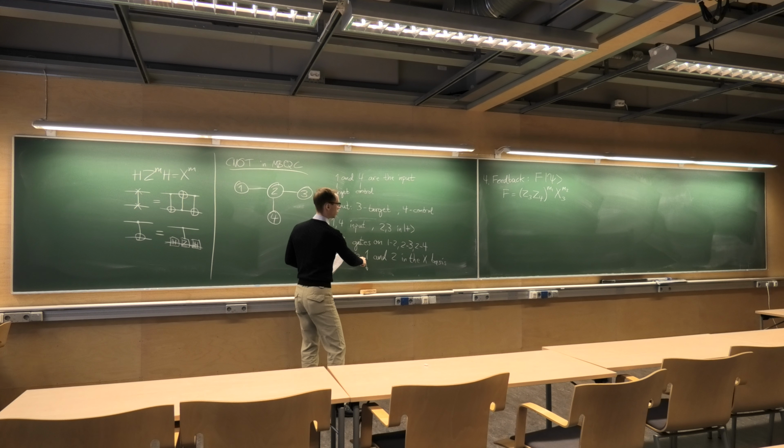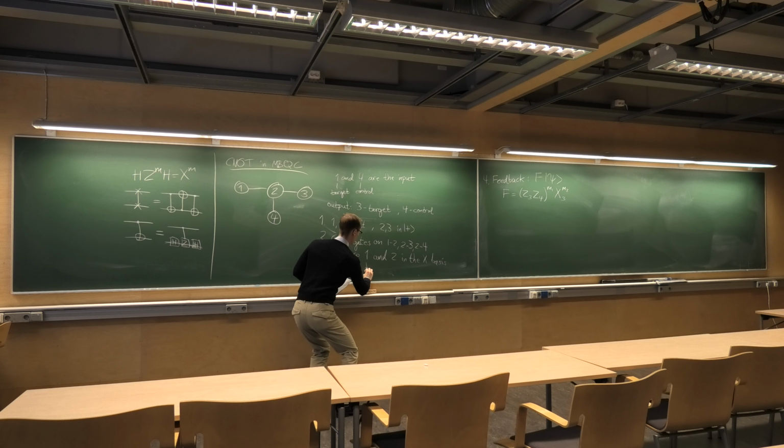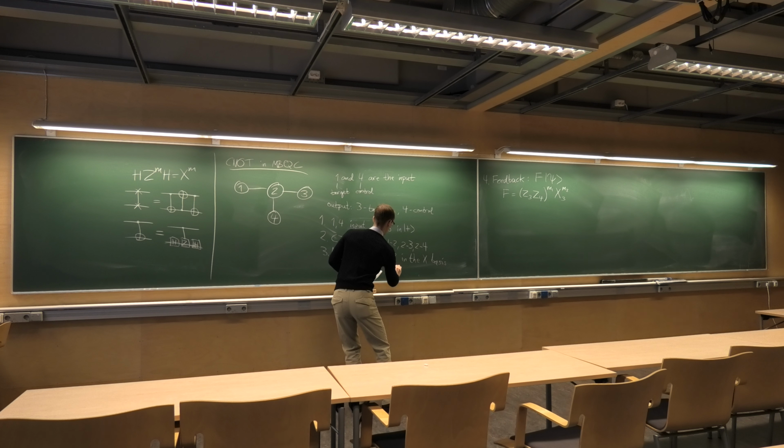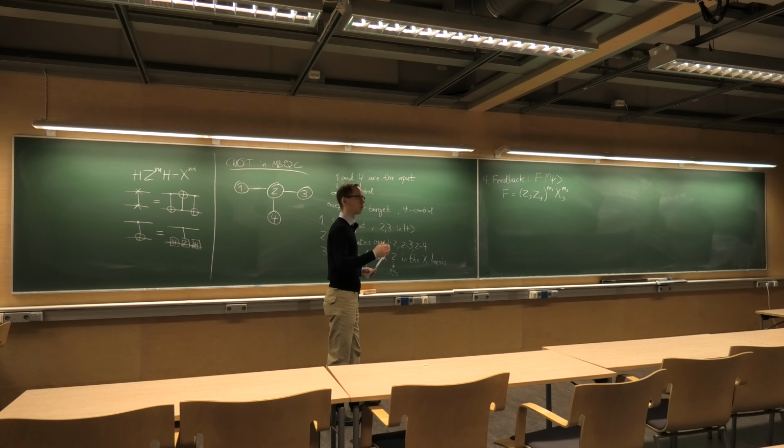When we measure qubit 1 in the X basis, the measurement result is M1. And when we measure qubit 2, the measurement result is called M2. So it's a 0 or a 1. And that gives which feedback operation we should do.